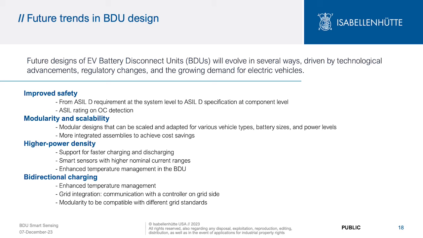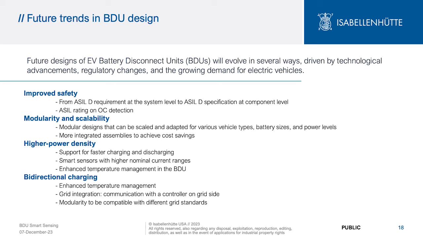The third trend that we see is definitely towards higher power density in the battery disconnect unit. So obviously there's the trend for megawatt charging out there that is evolving fast. With that, we are confronted with very high currents in the battery disconnect unit. So all the modules in the battery disconnect unit, meaning the sensors, the relays, the fuses, everything has to deal with higher currents. So what does that mean?